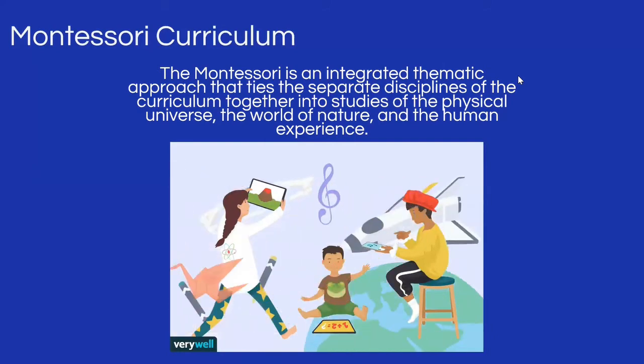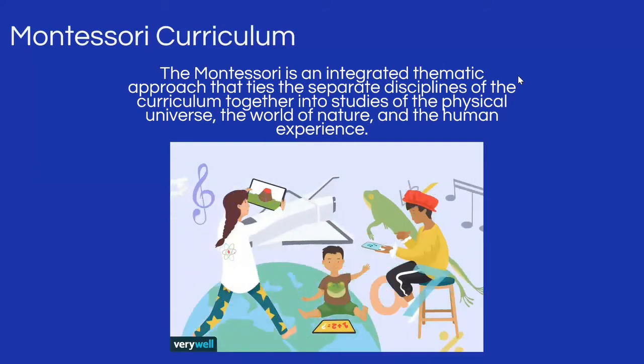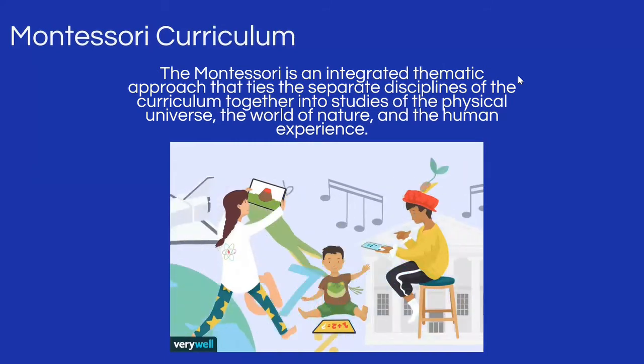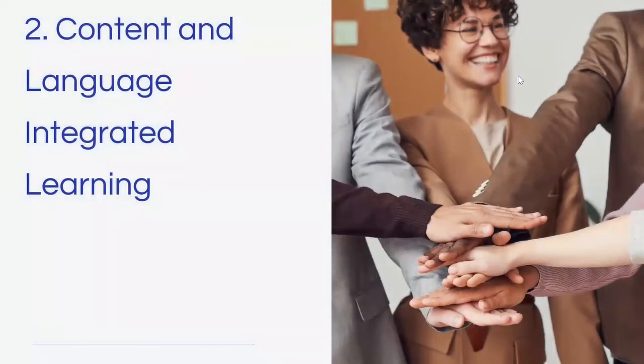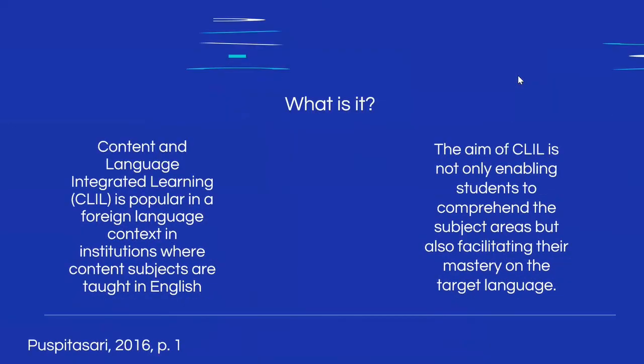Now let's go to the next subtopic in which we will discuss an approach called content and language integrated learning. So, Mbak Kartika, can you tell me what is content and language integrated learning? Okay, content and language integrated learning, or CLIL, is an approach which is popular in a foreign or second language context in institutions where content subjects are taught in English. For example, in international schools where their subjects are delivered in English.